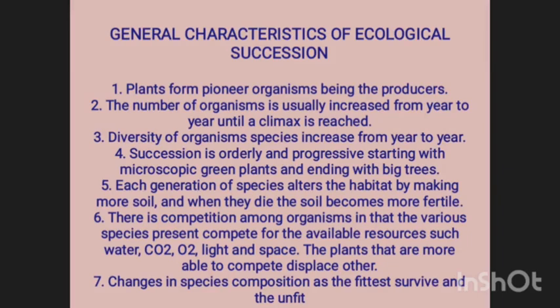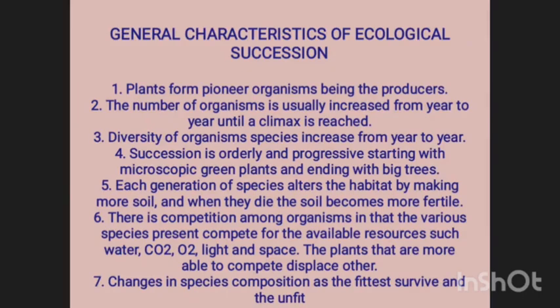Number five, each generation of a species alters the habitat by making more soil, and when they die, the soil becomes more fertile. This is true. When those plants that first of all start the ecological succession, like that number one, when those plants grow, they die. Their body parts are used as fertilizer, and thereby making the soil fertile and also increasing the soil.